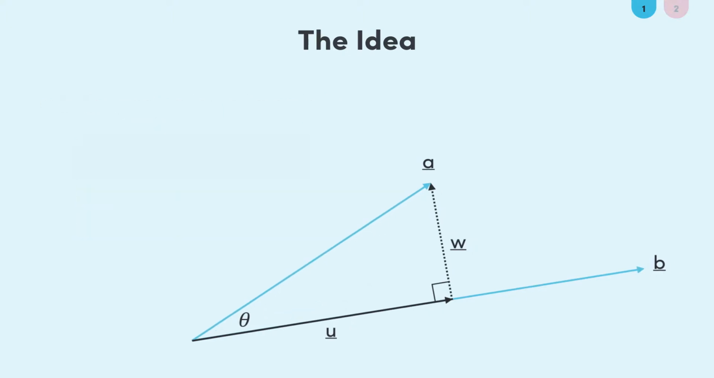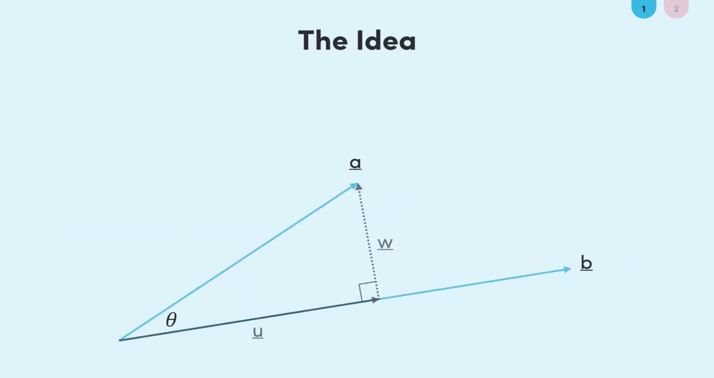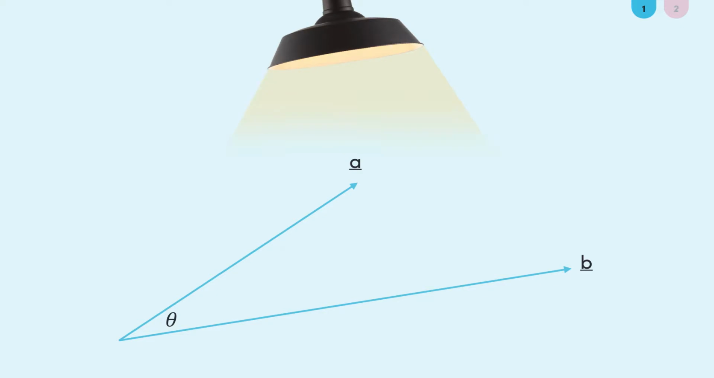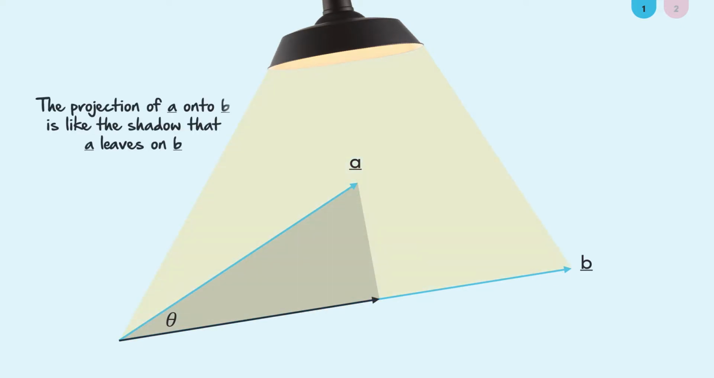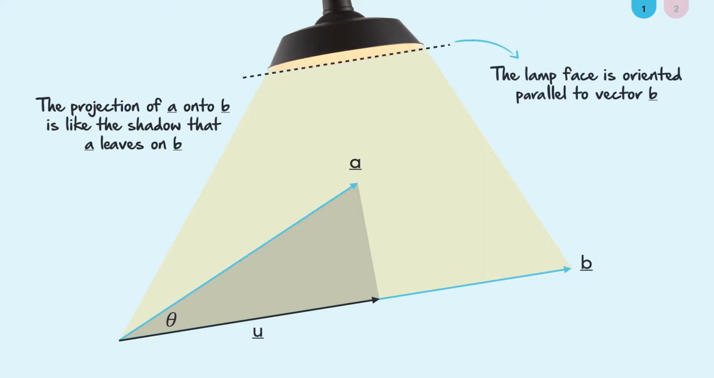A nice way I like to remember it is that the projection of a onto b is like the shadow that vector a would produce on vector b if there was a lamp or something directly above. Just note that the face of the lamp is oriented so that it is parallel to vector b. If that works for you, lovely.